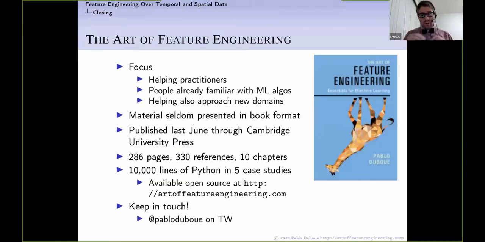My book is really focused on helping practitioners, people who are already familiar with machine learning algorithms. So it's less intended for teaching boot camps or people who are learning machine learning. I went through about 300 sources, it cites 300 sources. So I put together information from books, blogs, and papers into a consistent format. And the nice thing is that half the book is case studies, which are available open source on the website.